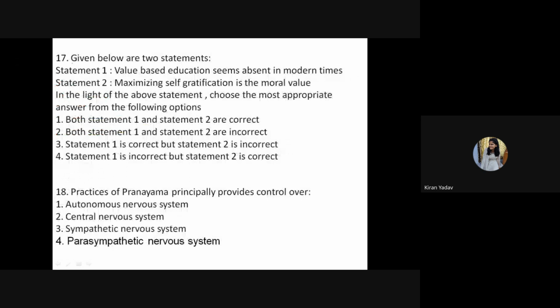Next, given below are two statements. Statement 1 is value based education seems absent in modern times. Statement 2, maximizing self gratification is the moral value. In the light of the above statements, choose the most appropriate answer from the following options. Option 1, both statement 1 and 2 are correct. Option 2, both 1 and 2 are incorrect. 3, 1 is correct, 2 is incorrect. 4, 1 is incorrect, 2 is correct.